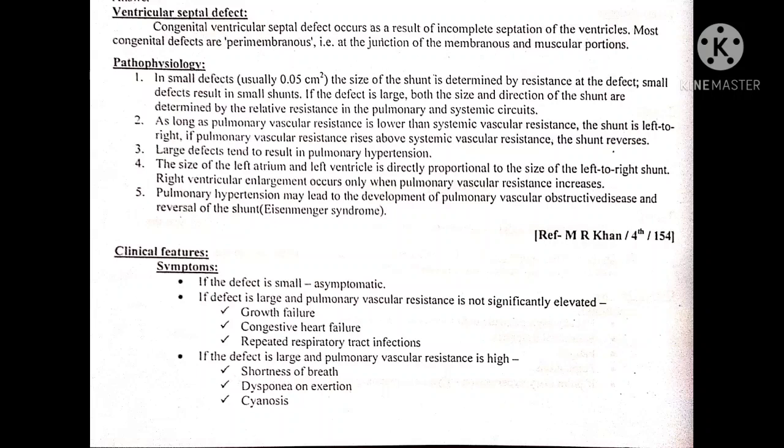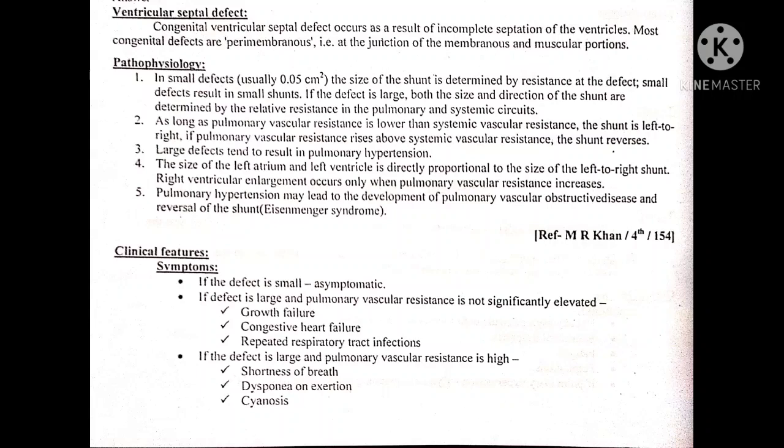The size of the left atrium and left ventricle is directly proportional to the size of the left to right shunt. Right ventricular enlargement occurs only when pulmonary vascular resistance increases. Pulmonary hypertension may lead to development of pulmonary vascular obstructive disease and reversal of the shunt, which is called Eisenmenger syndrome.